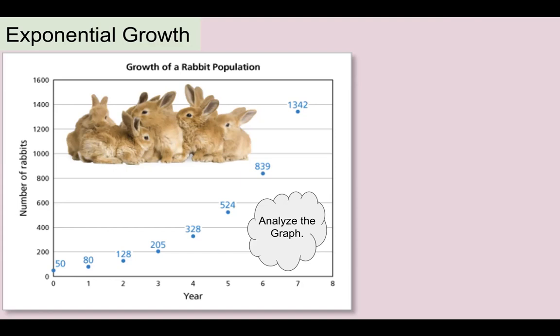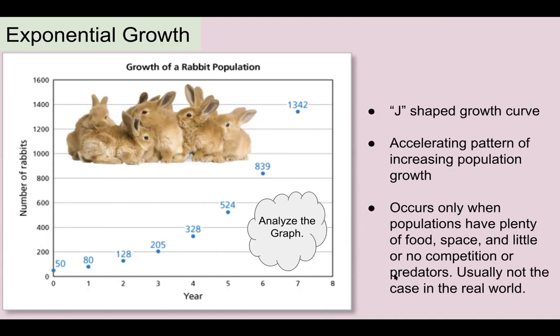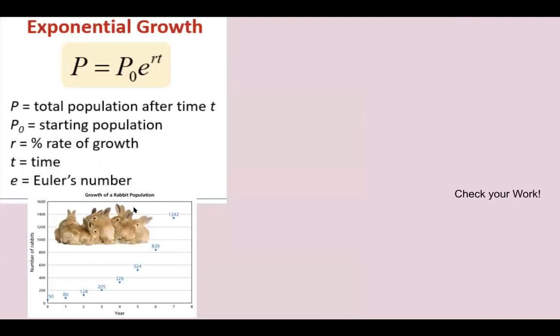But a good example of exponential growth would be bacteria. They can reproduce super rapidly, especially even in a little petri dish. So that's exponential growth. And we're going to take a look at how to calculate the exponential growth for this particular rabbit population that we have here in this graph. So here's our exponential growth formula.